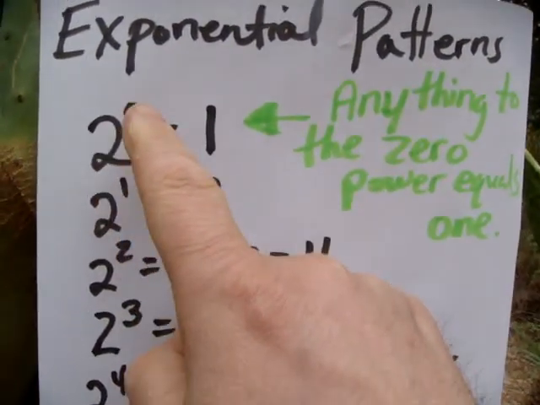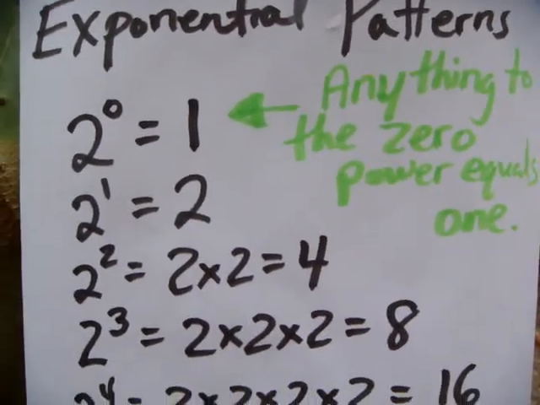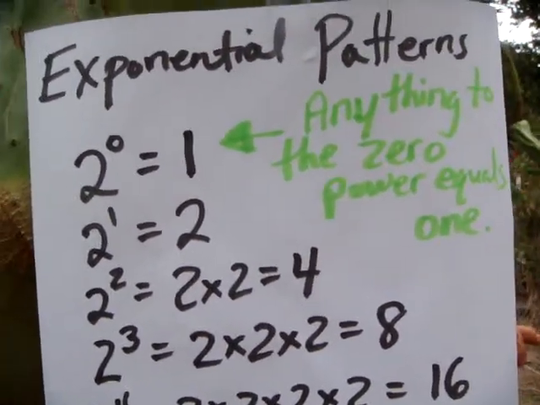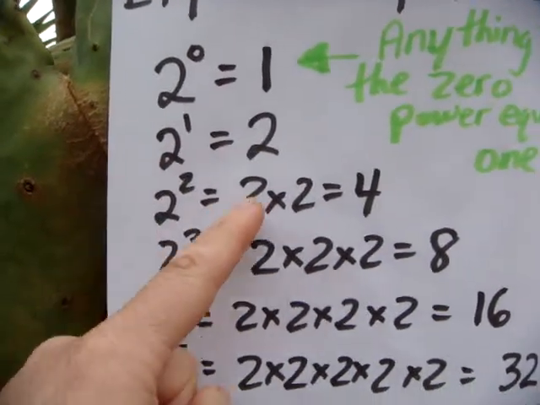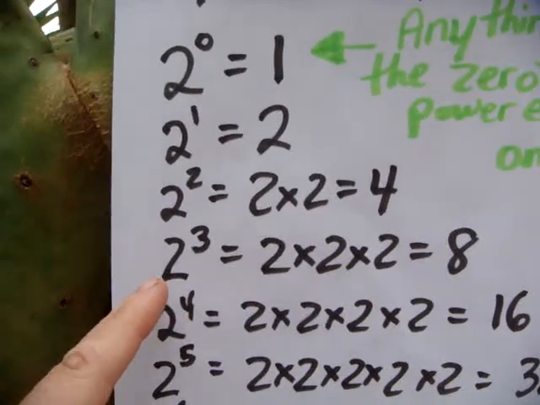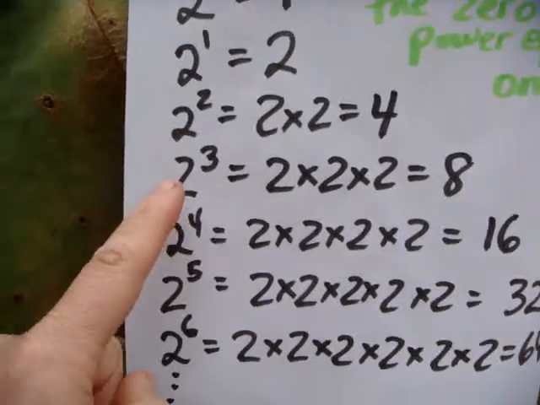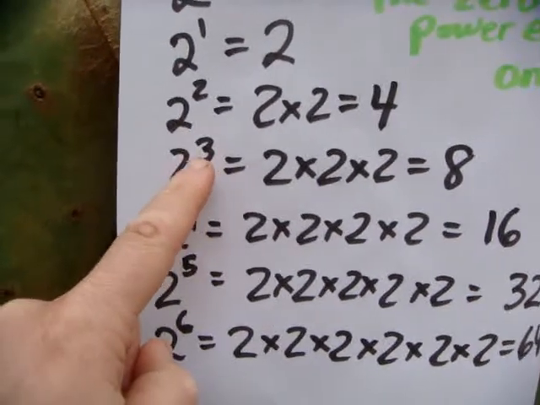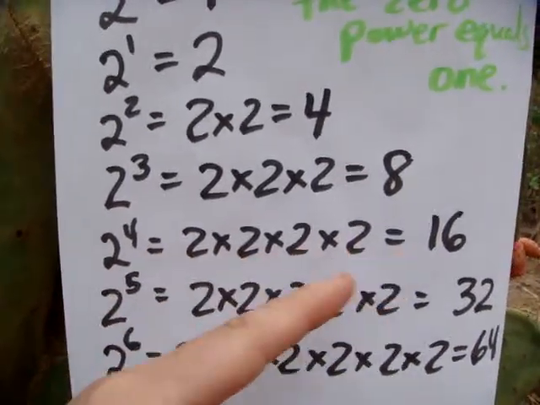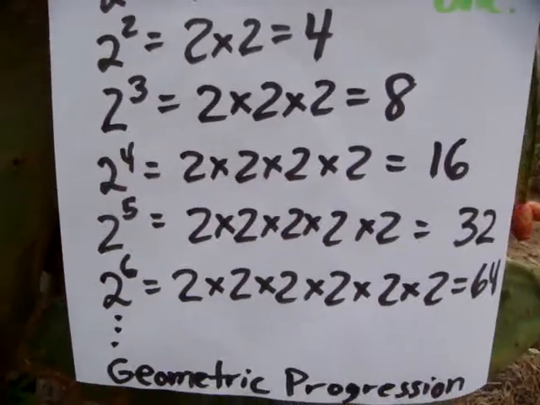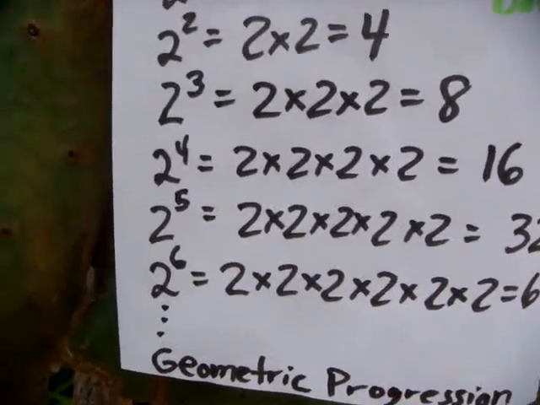If you have 2 to the 0 power, that equals 1. In fact, anything to the 0 power equals 1. But 2 to the first is just 2. 2 squared is 2 times 2, which is 4. 2 cubed would be 2 times 2 times 2, or 8. Here again, the base is 2, the exponent is 3. Again, 2 to the 4th, 2 times 2 times 2 times 2 is 16. And you can see the pattern. 2 to the 5th is 32, 2 to the 6th is 64, and so on, and so on, and so on.